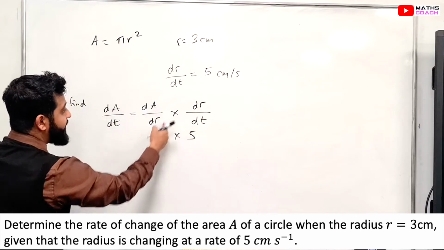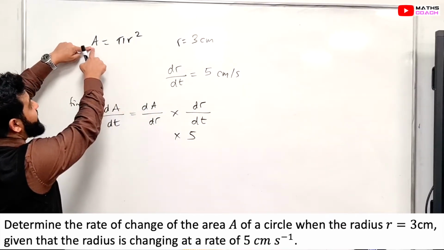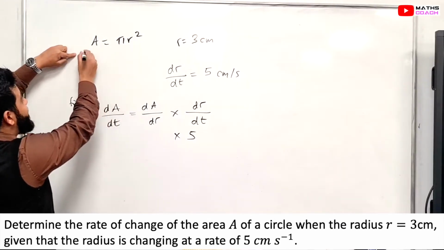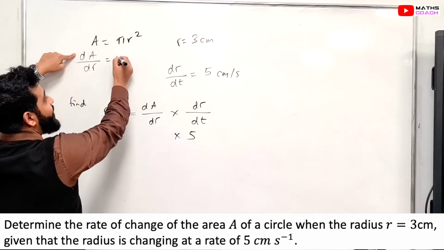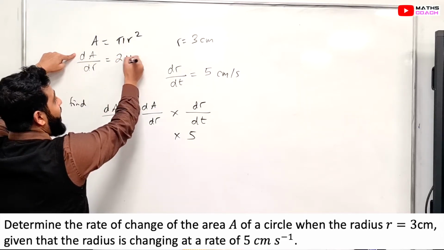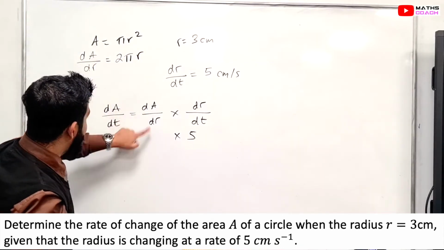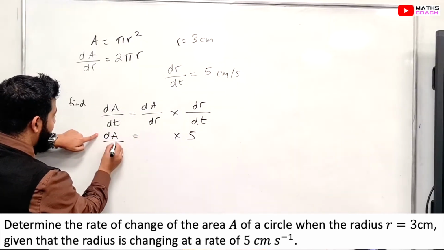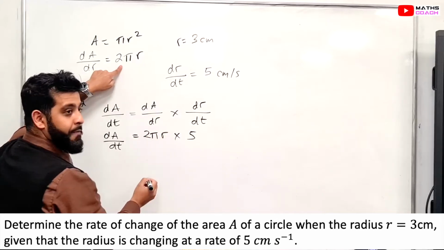We just need to find dA over dr, which we can get from here, because if we differentiate this with respect to r, therefore dA over dr will be 2 pi r. So now we can get that dA over dr to replace this, and we will be finding dA over dt. So let's put that in here. So 2 pi r. All right.